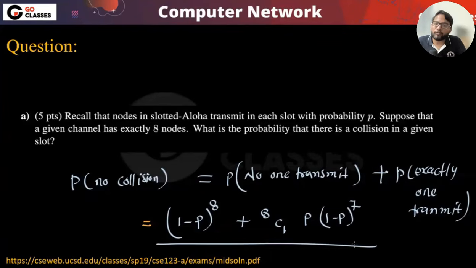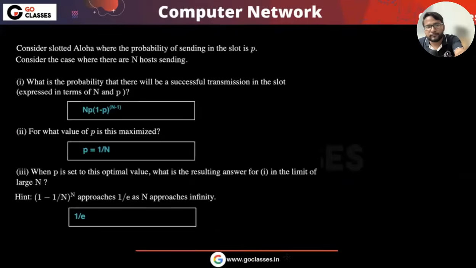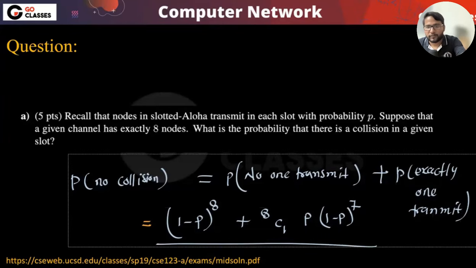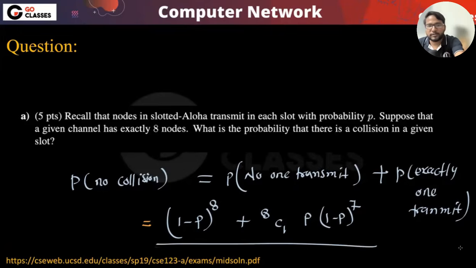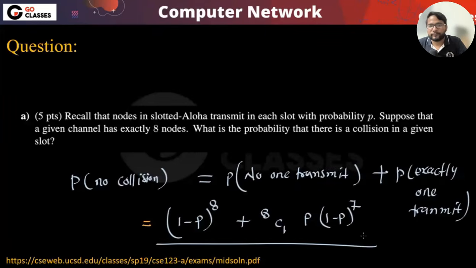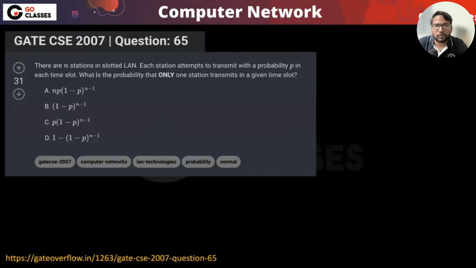They're asking the probability of collision. So you need to subtract this from 1, right? So sorry. So let me just solve this on the next page. So you can see that 1 minus this quantity, right? Is this okay to everyone? I mean, that kind of easy questions only they will be asking. So let's just solve this PYQ.